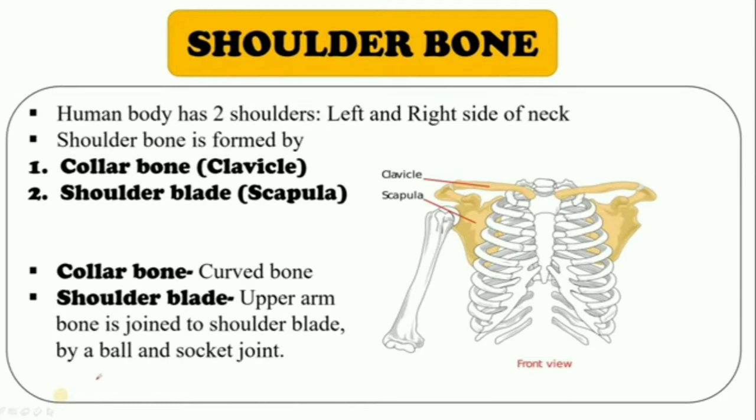The next one is the shoulder bone. The human body has two shoulders, on the left and right sides of the neck. The shoulder bone is formed by the collarbone or clavicle and the shoulder blade or scapula. The collarbone or clavicle is a curved bone. The upper arm bone is joined to the shoulder blade by a ball and socket joint.